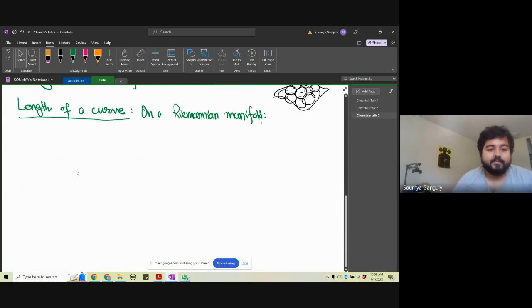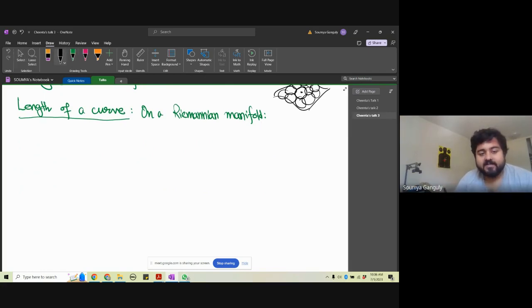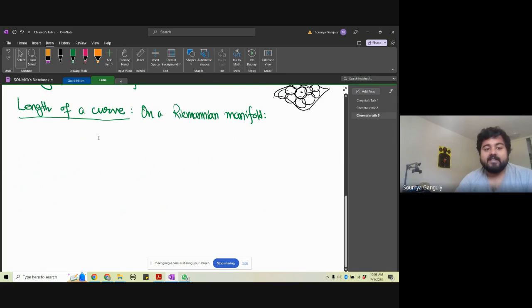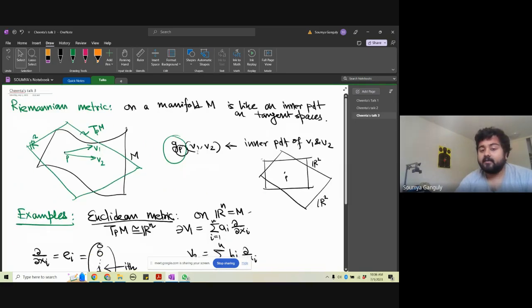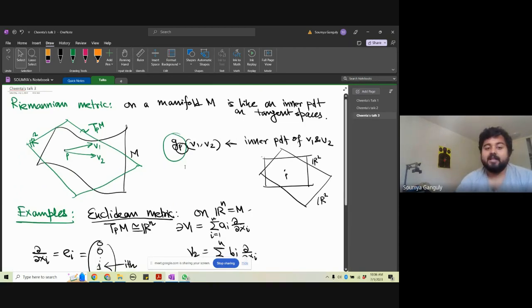Please continue. So now let us talk about the length of a curve. For understanding the length of a curve, first of all, you should note that this Riemannian metric acts on tangent vectors and gives you an inner product of tangent vectors. That is very important. They are tangent vectors.